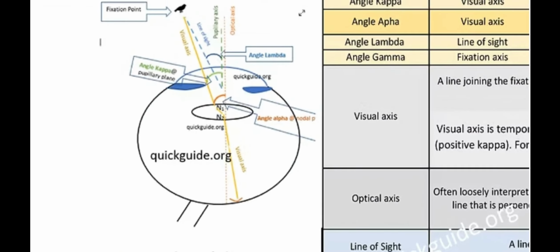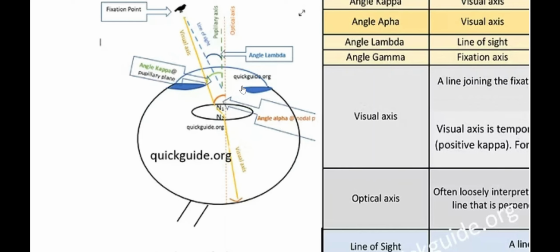A visual axis is a line that comes from the fixation target over here. In this case, it's the bird. The line goes from the fixation target to the first nodal point of the eye, and then the line that emerges from the second nodal point of the eye goes to the fovea. So this line is the visual axis of the eye. Now, the difference between the visual axis and the pupillary axis, that is a line that goes through the center of the pupil, is angle kappa, measured at the pupillary plane.